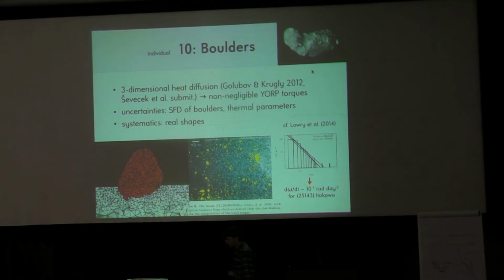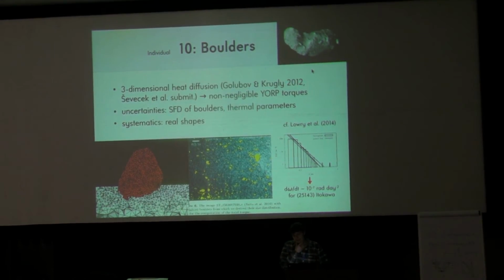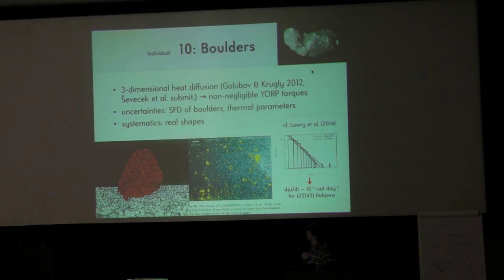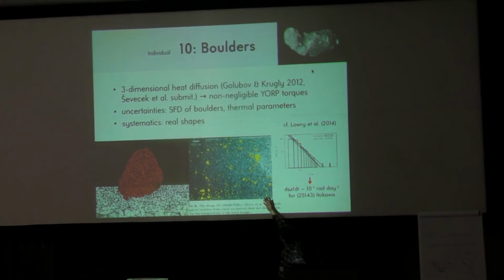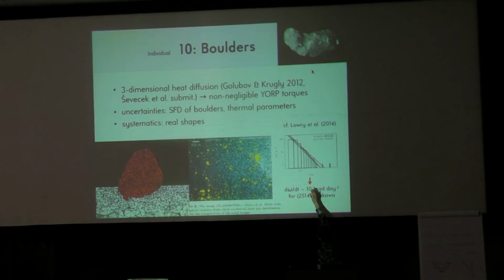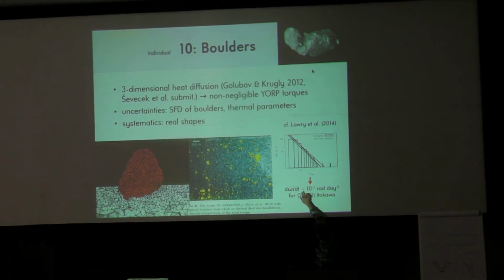And finally, let me warn you that even individual boulders can affect the Yarkovsky torque, and consequently your Hirayama family model. We tried to address this together with Sherecek et al. We computed heat diffusion in 3 dimensions, with realistic boulders sitting on the surface of Itokawa. We extracted the size frequency distribution of boulders, and that's the one. And we sum up all of the surface and come up with this rate of change of angular velocity.